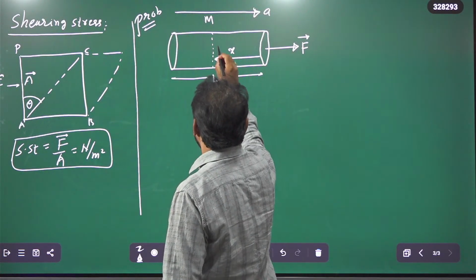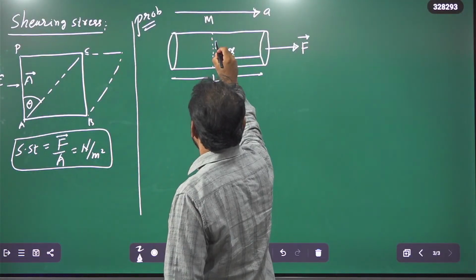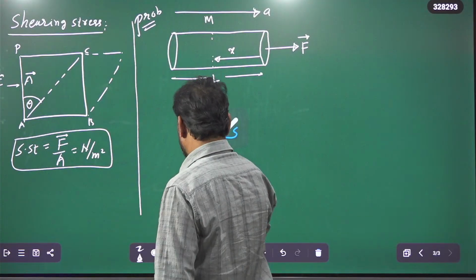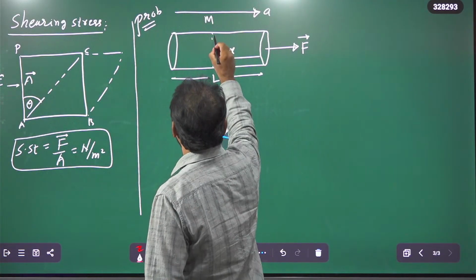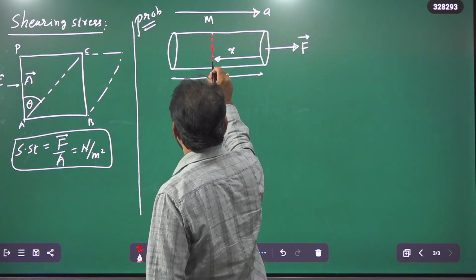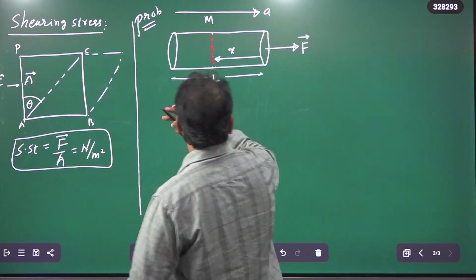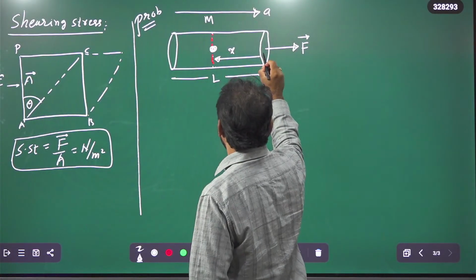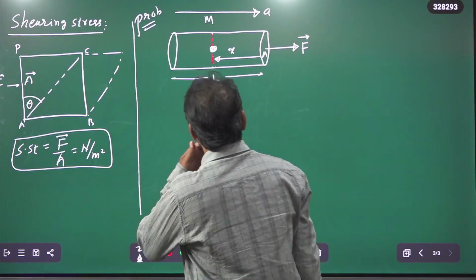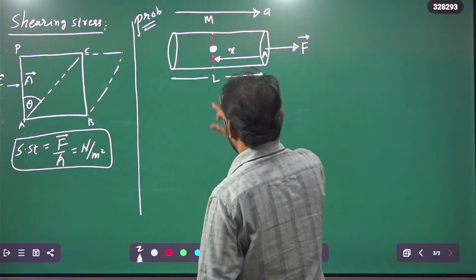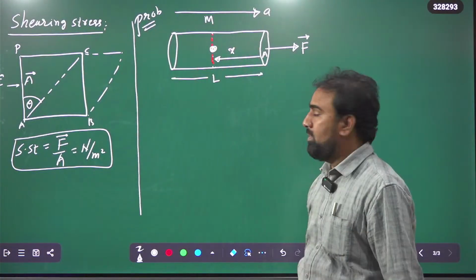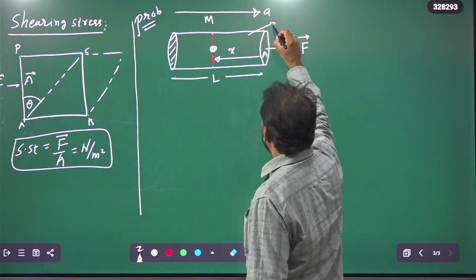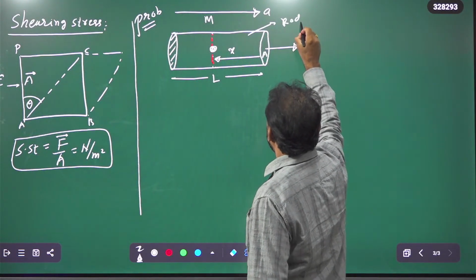At this point, we have to calculate what is the stress. Let's take it has an area of cross section A like this. Calculate the stress. I showed it in the figure simply. So what was taken? This object was taken as a rod. Find the stress.